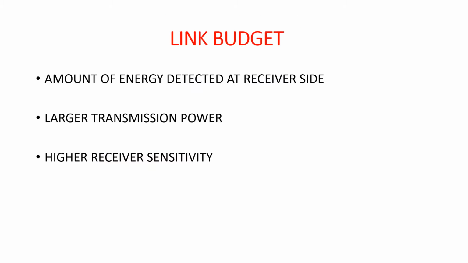We will cover some of the basic concepts related to LPWAN. They are link budget, data rate, and receiver sensitivity. Link budget is the measure of the amount of energy that is detected at the receiver side. Larger transmission power at the transmitter side, or higher sensitivity at the receiver side, result in a better link budget.